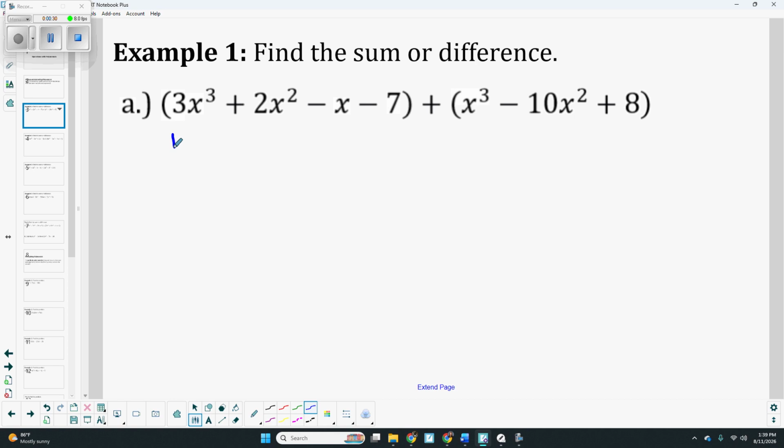X to the third. So we're going to do plus x to the third. We're going to do minus 10x squared. There is no x term, and we're going to do plus 8. So I've just rewritten it so it's underneath it. It might help you to do it this way.